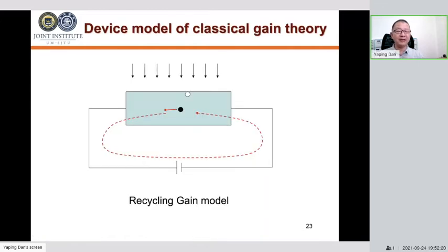How can we understand why a pure semiconductor, in contact with two metal electrodes, with an electric field applied under light illumination, shows a huge gain? This gain can easily reach 10 to the 3, 10 to the 4, 10 to the 5, and the highest number reported in the literature is 10 to the 10, which is 10 billion times.